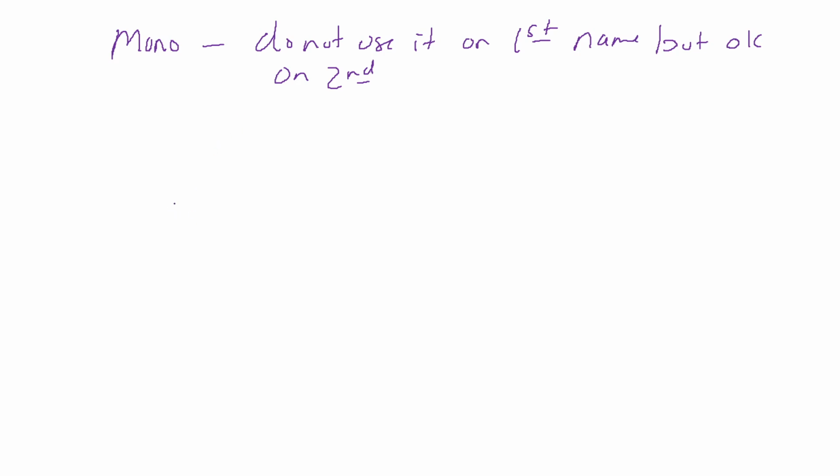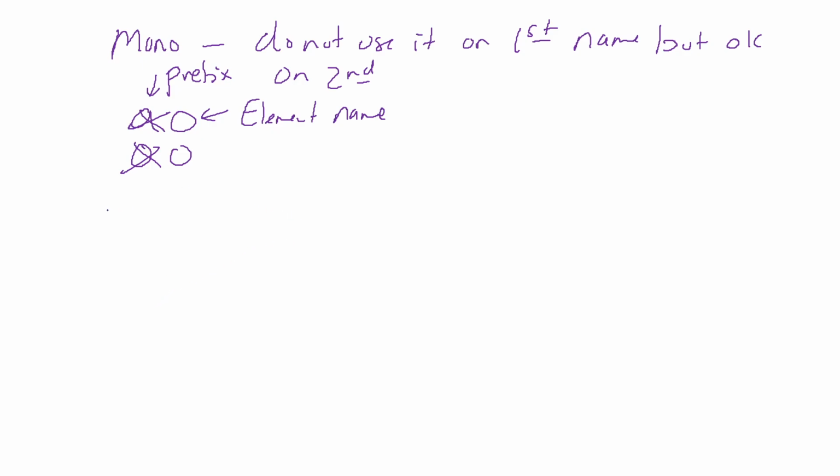Mono, first off, we do not use on the first name, but it is okay on the second. What's the other rule? Well, you sometimes will get two vowels that back up, like an A and an O, or an O and an O. The first vowel is from the prefix, and the second vowel is from the element name. Typically speaking, we get rid of the prefix vowel when we have that situation.